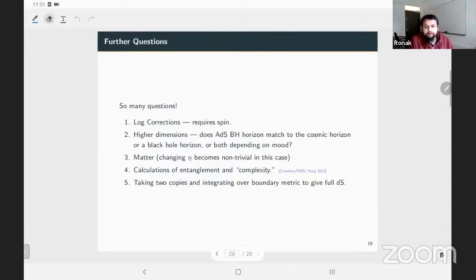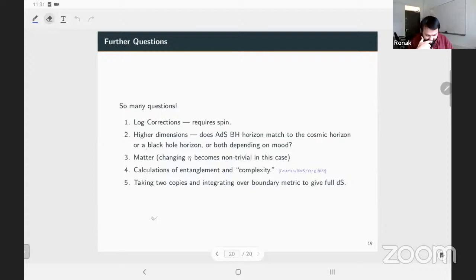Fourth point is that now we have a thermofield double, including the cosmic horizon. So once you have thermofield doubles, lots of papers have been written about the thermofield double in AdS. All those papers can be written with the flip of the cosmological constant. And an immediate question is calculations of entanglement and quote unquote top complexity, which is something I'm working on with Evan Coleman and Sangyan Yang. Hopefully we will put up the paper soon.